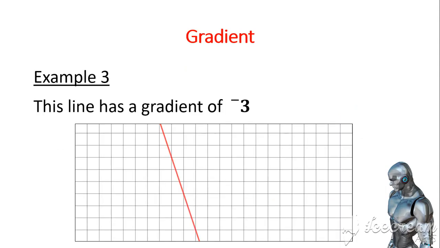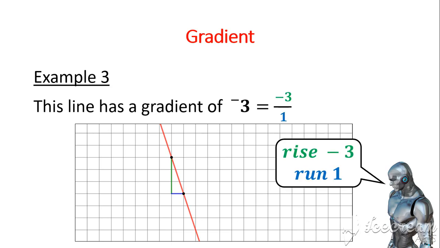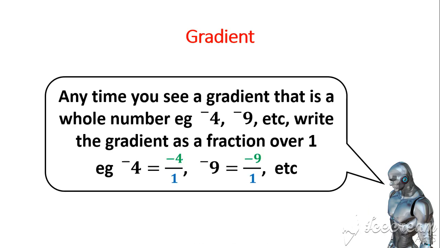All right, let's get into example 3. This line has a gradient of -3. Now remember, gradients must be written as a fraction. So -3 must be written as -3 over 1, because when we divide by 1, it's just the same. And now we can pick 2 points on the graph and visualize what's going on. We're rising down 3 squares and running across 1 square. Anytime you see a gradient that's a whole number, please make sure you write it over 1 to represent a fraction.